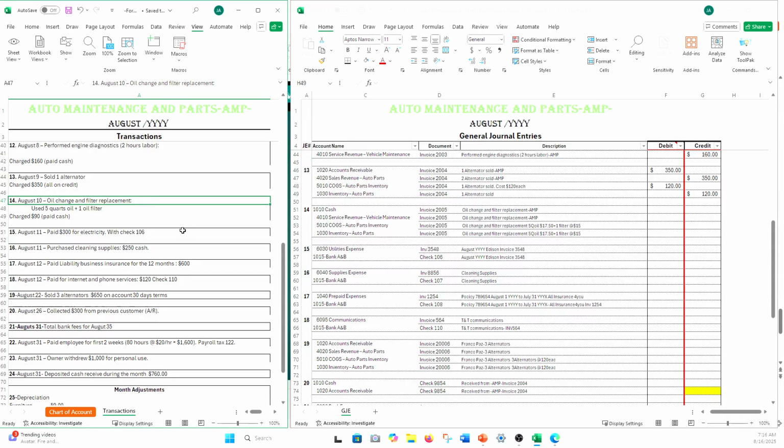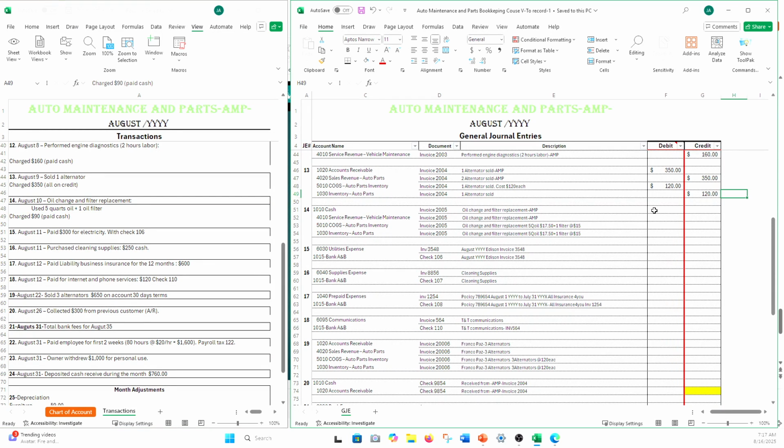August 10, we change oil and replace an oil filter. So we use 5 quarts of oil and one oil filter, and we charge $90. So let's move with this. We already went through several times with these things. So we receive $90 in cash, and that was because we provided the oil change for $90.